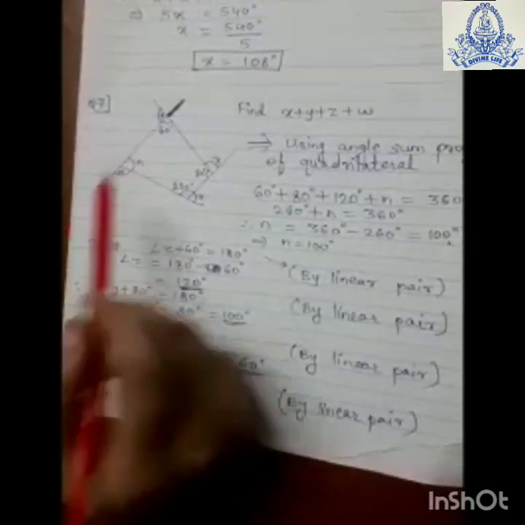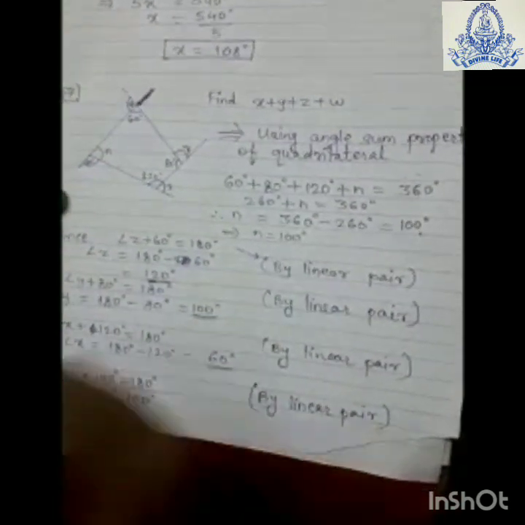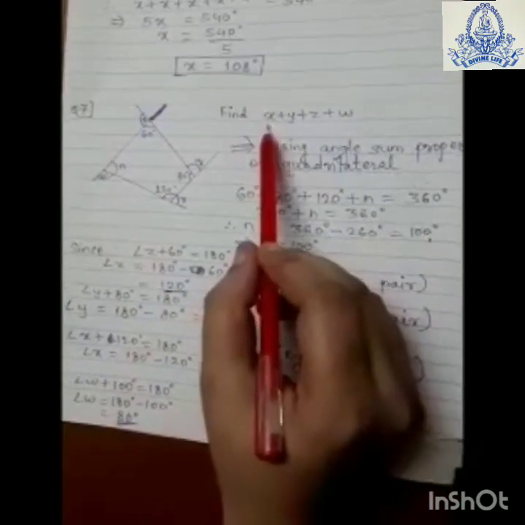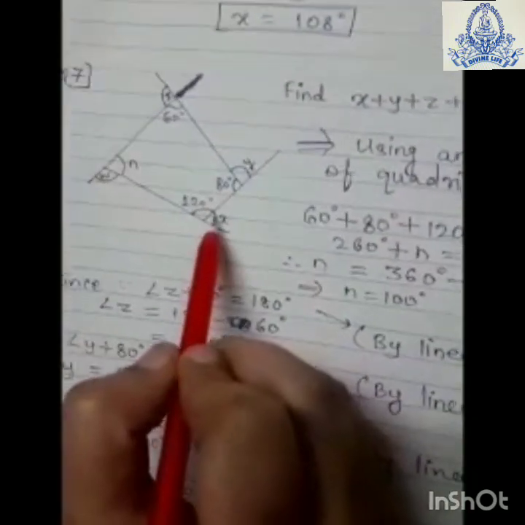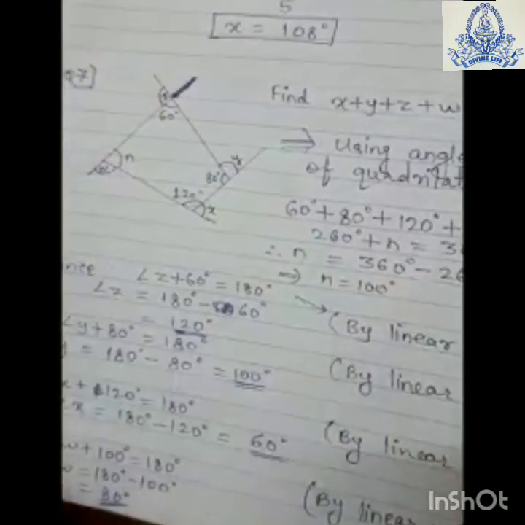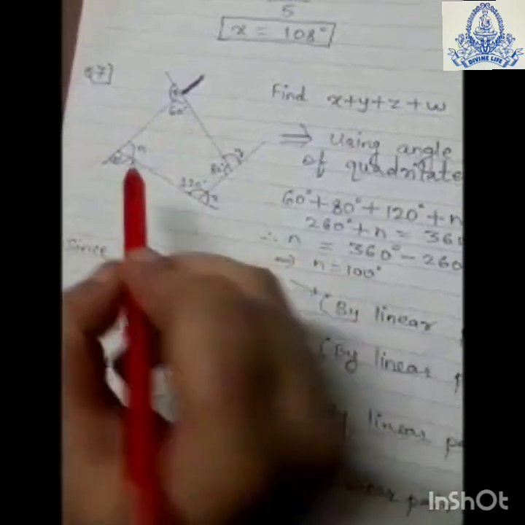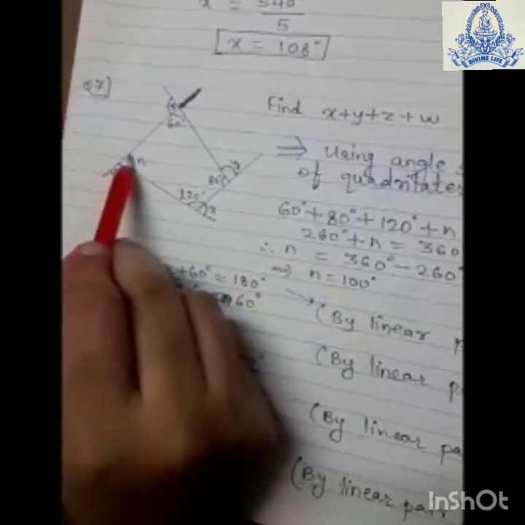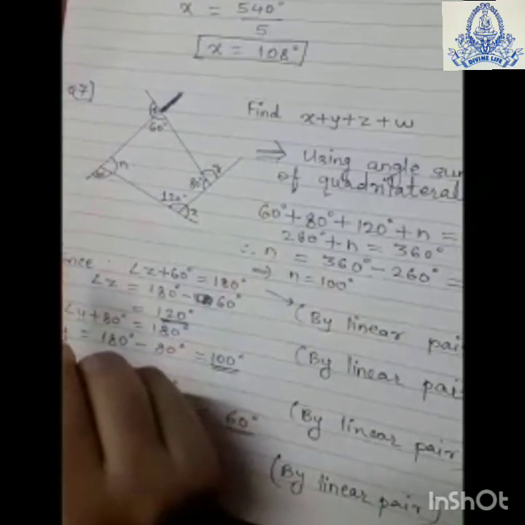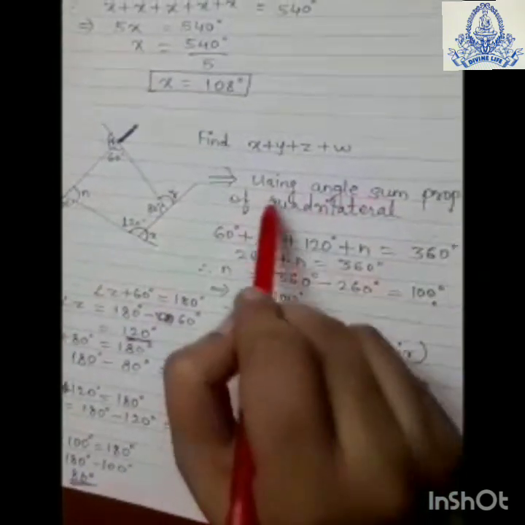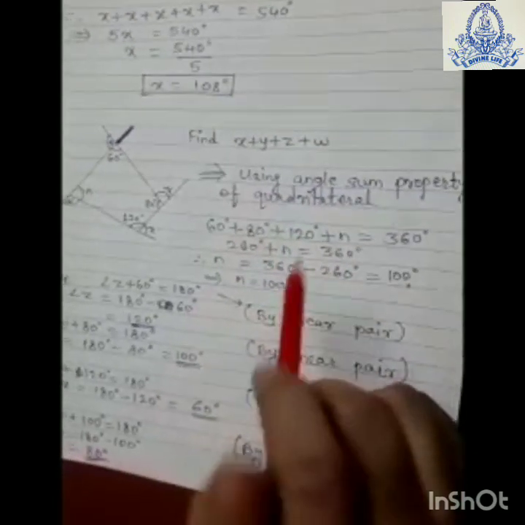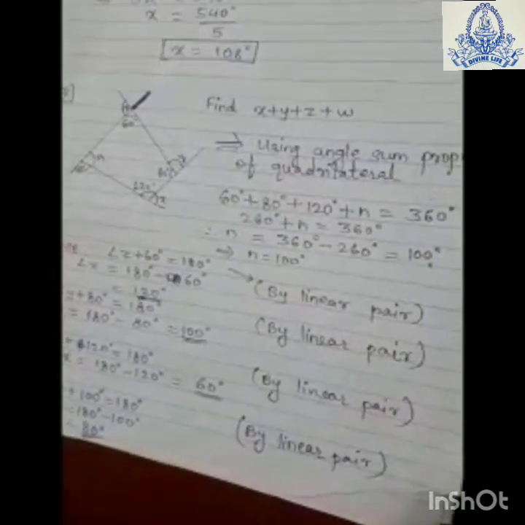Now see next question. Question number 7. What is the question here? Find x plus y plus z plus w. Now see this diagram. This x plus y plus z plus w are external angles. Okay. And here this angle is not given, but we have marked here n. Now using angle sum property of quadrilateral, first we will find this angle.